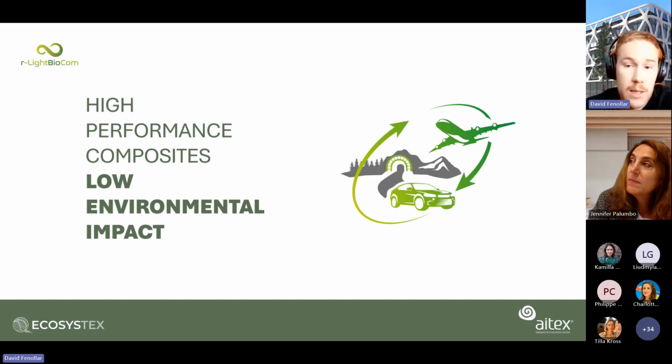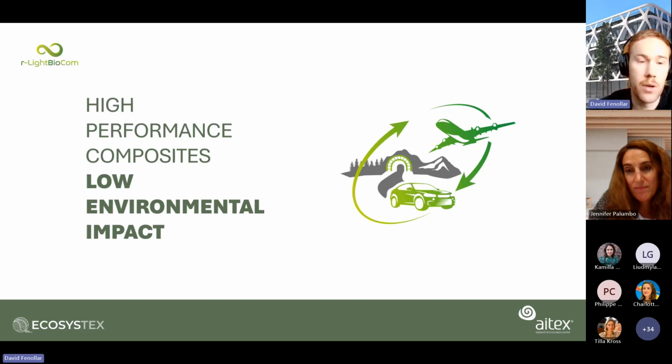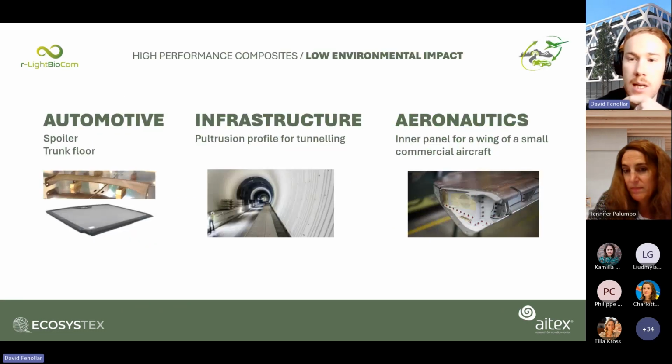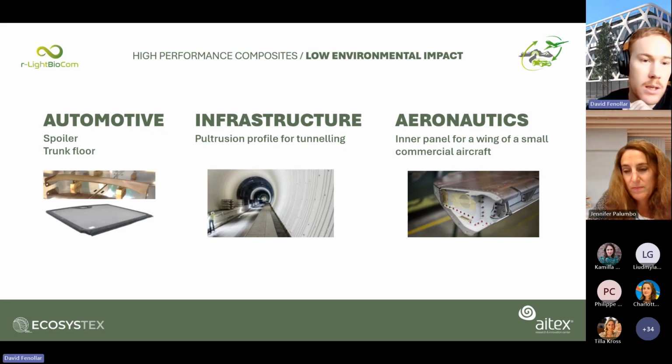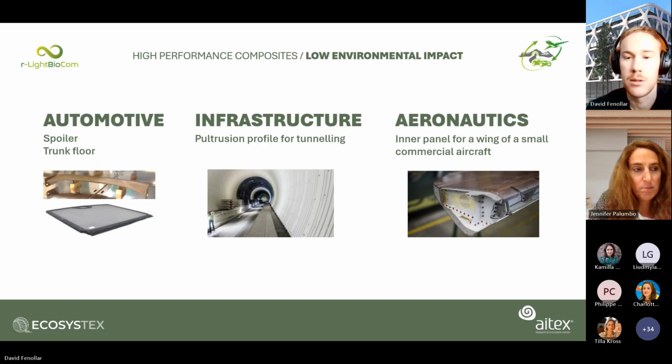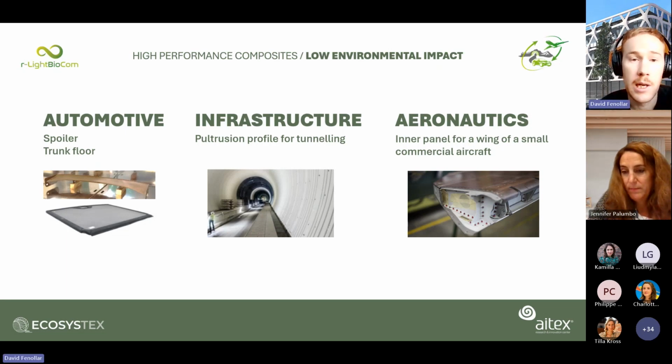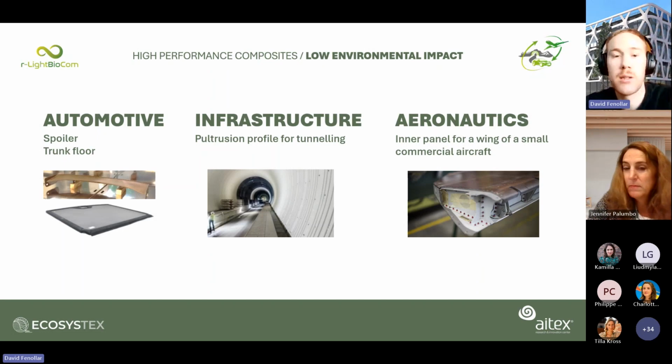The application of these new materials will be for 3 use cases that we are seeing in this slide. On one hand, automotive for spoiler and trunk floor. Secondly, infrastructure for pollution profile for tunneling. And thirdly, in the aeronautic sector, for an inner panel of a wing.